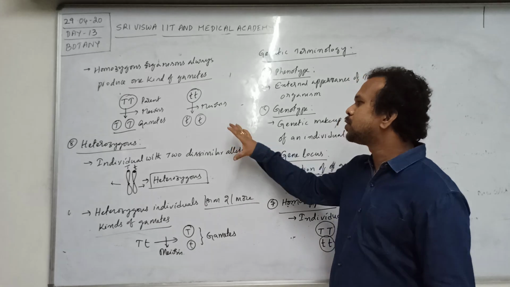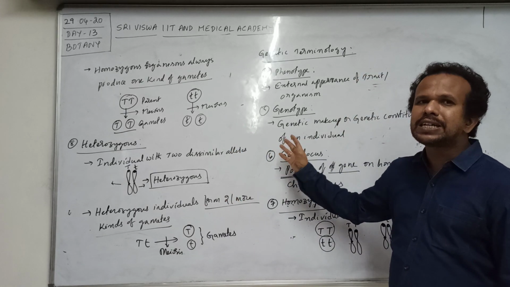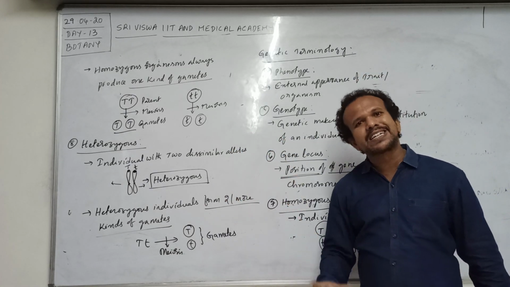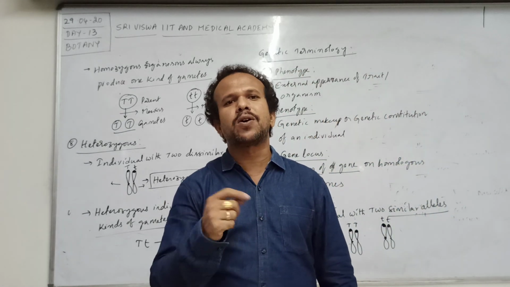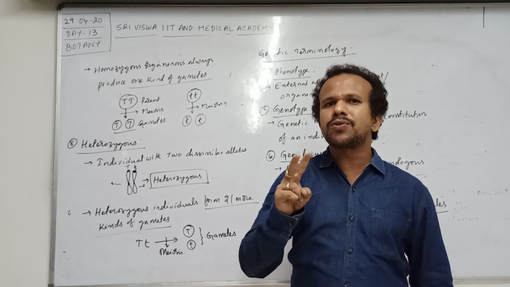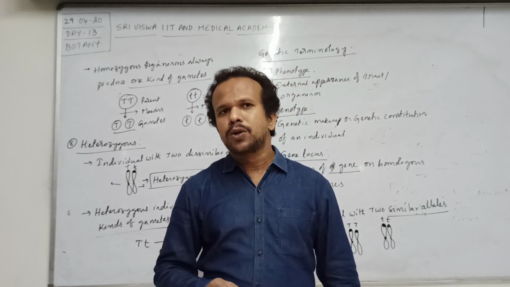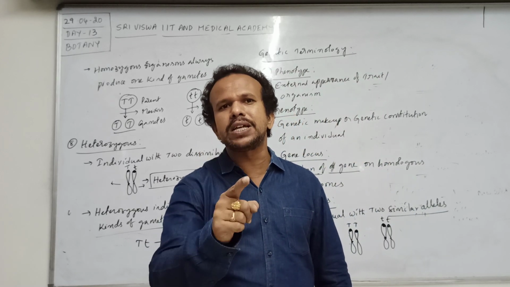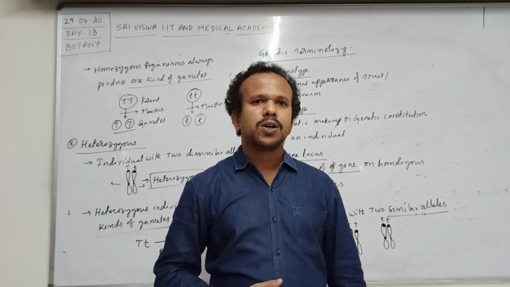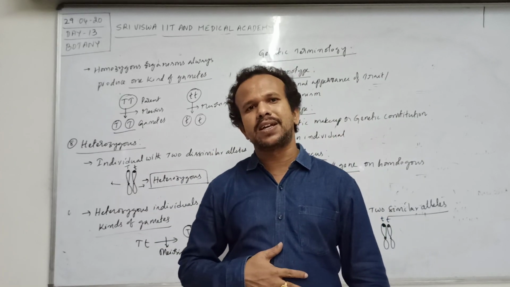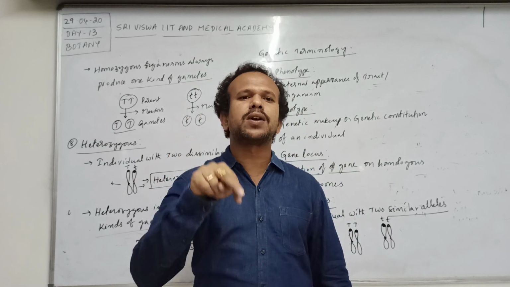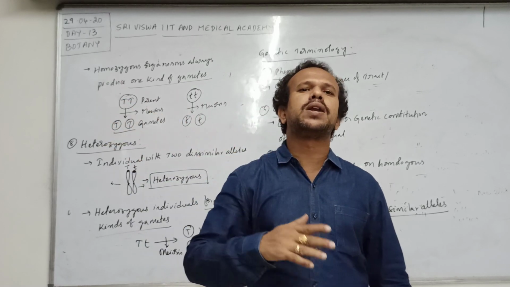However, here homozygous, heterozygous, gene, allele, contrasting traits are very important. What is the difference between allele and contrasting traits? Two alternative forms of a gene are called alleles. Two alternative forms of a character are called contrasting traits. Generally, these two contrasting traits are controlled by two alleles.